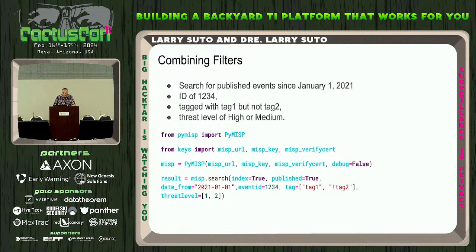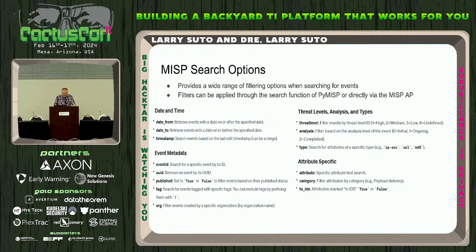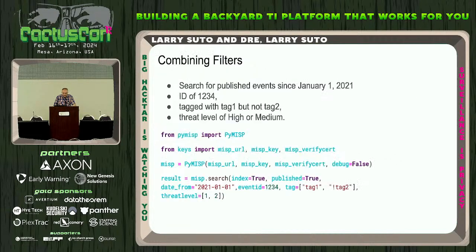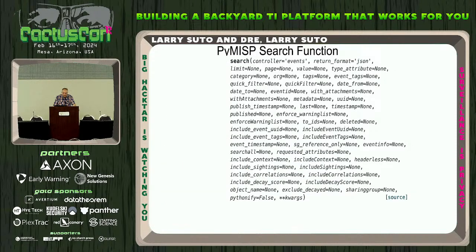And that's kind of like the different things you can search on, and this is how you can build a search with filters. You can build very complex searches with all those things, and here's an example of that. This just searches MISP for an event ID at that date with those tags and threat levels and so on. So yeah, you can search the events that way. And this is a little bit more about the search function.